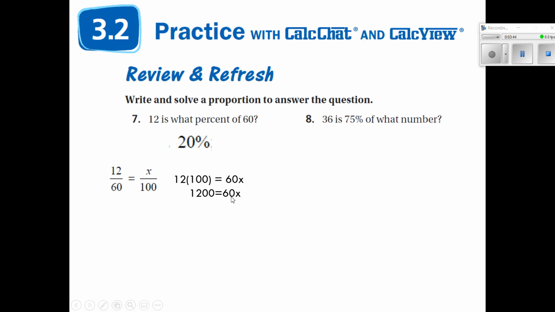Then I have to divide 60 away from 60x. Whatever I do to one side, do to the other. 1200 divided by 60 is going to give us 20. And that means that'll be 20% because this is the percent side. All right? So 12 is 20% of 60. You have number 8 to do.